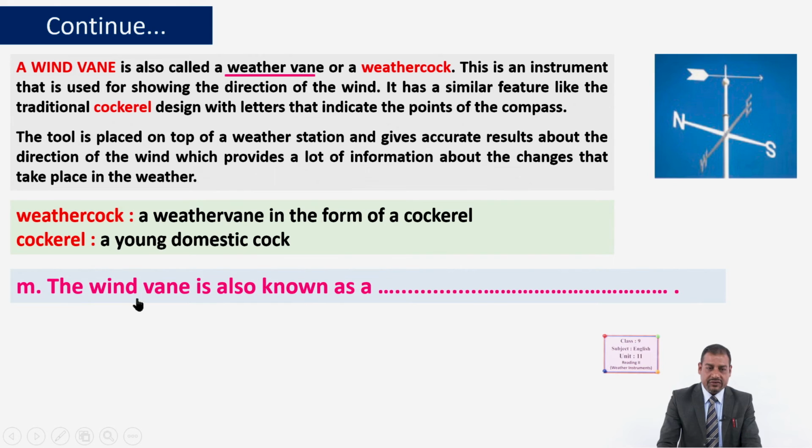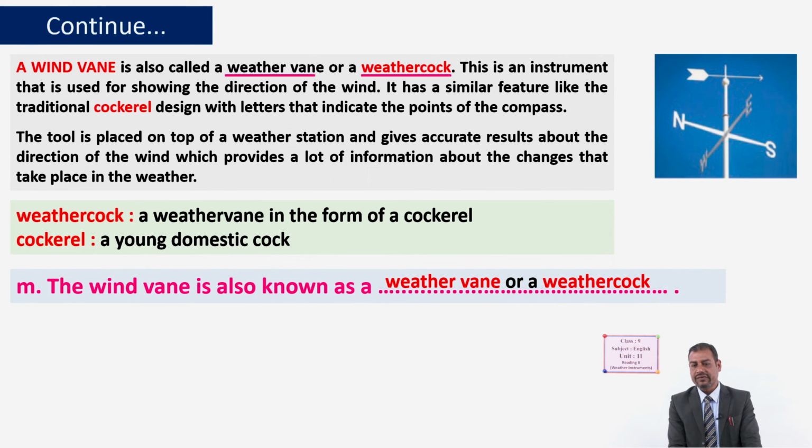Okay, you can write down the wind vane is also known as a weather vane, or there is an option, a weathercock. So your answer can be weather vane or a weathercock. So the wind vane is also known as, is called a, see, so known as, they are similar. So you have to write down weather vane or weathercock. Have you written? Good job.